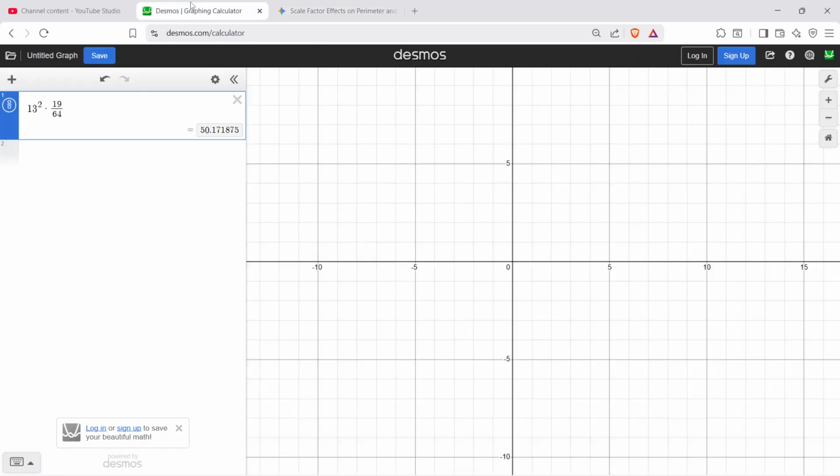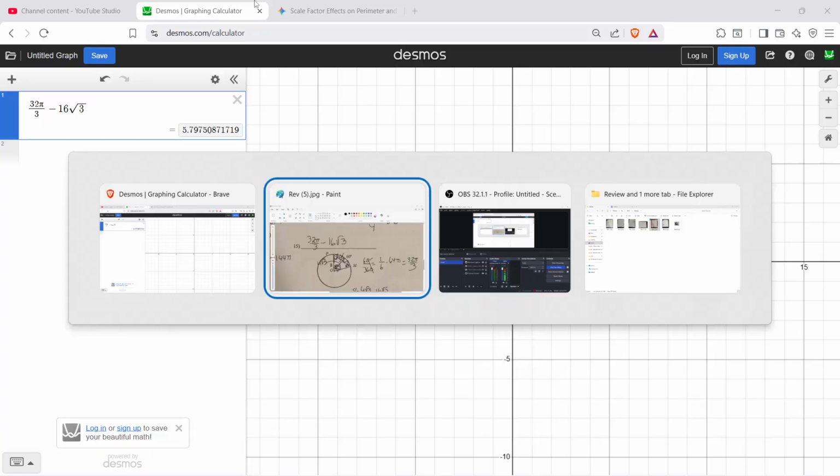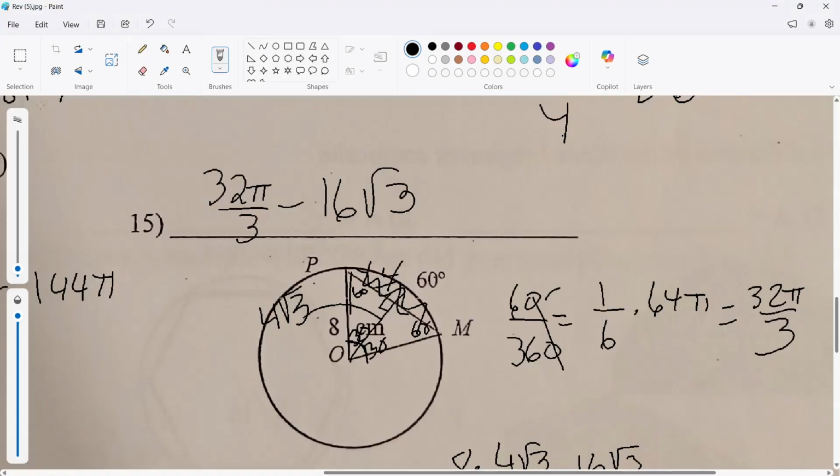I'm going to put that into Desmos, and I will put 32 pi over 3, minus 16 square root 3, 5.797, however many digits they want you to do it.